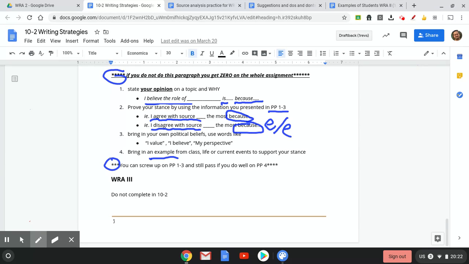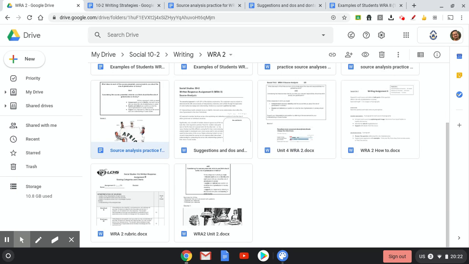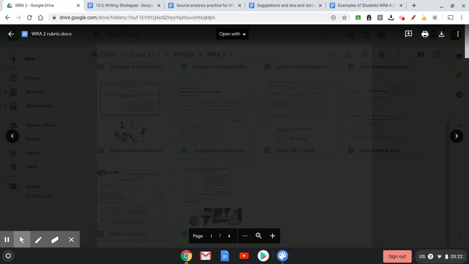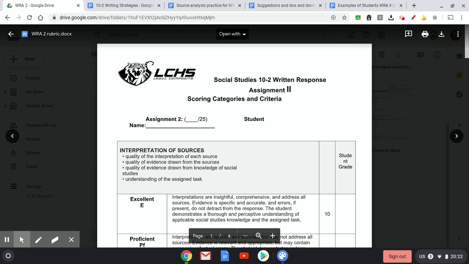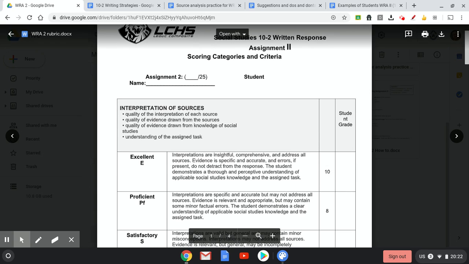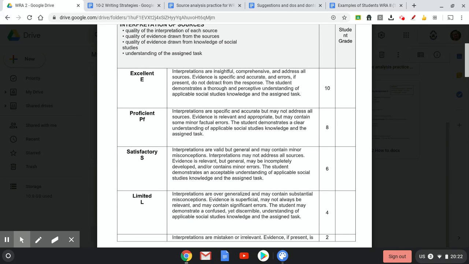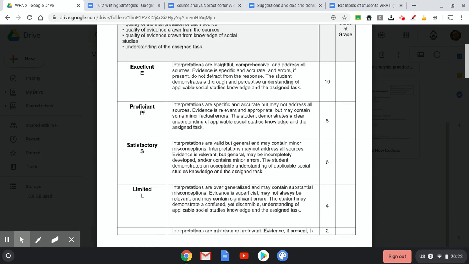So you have question 1 and question 2. On your rubric, actually, let's take a quick look at the rubric. Here you'll see what you're being marked on. So it's out of 25. The first 10 marks is on your interpretation of the sources. It's not 10 marks per source. It's 10 marks for all three.